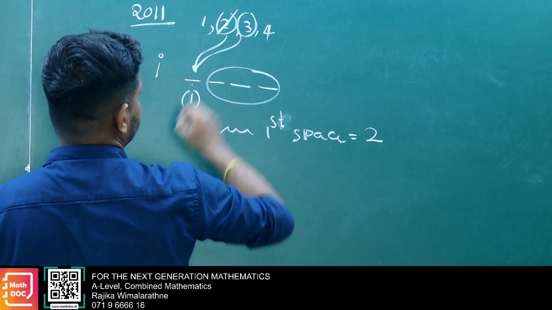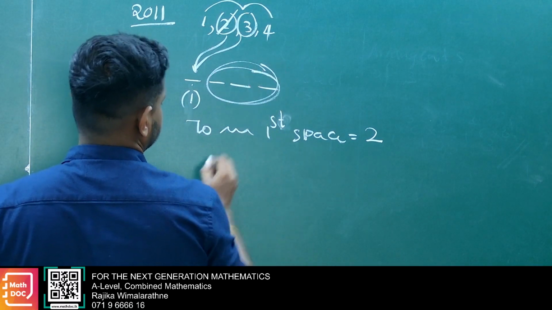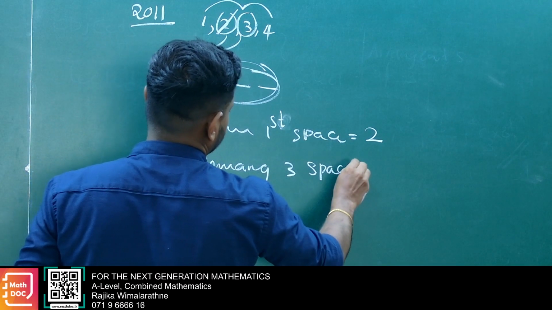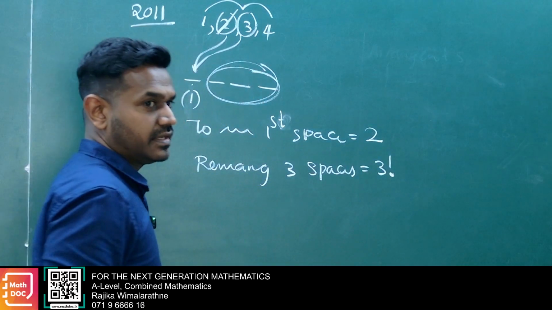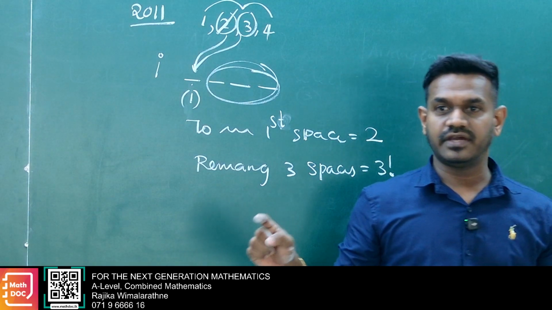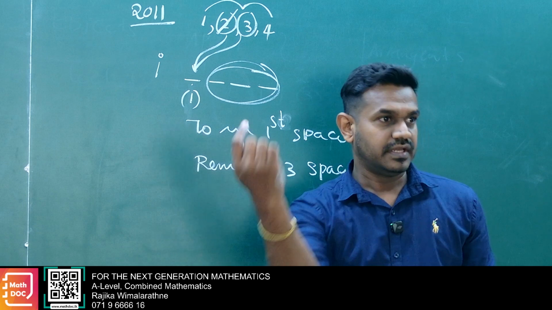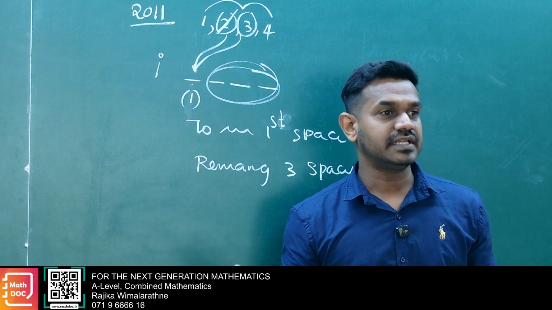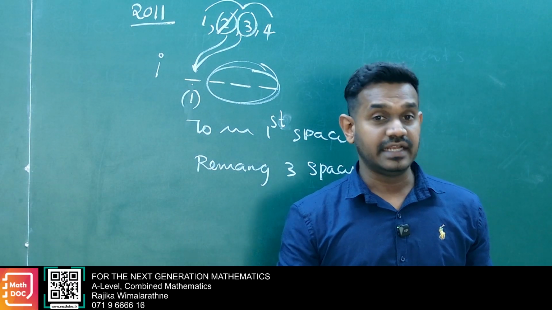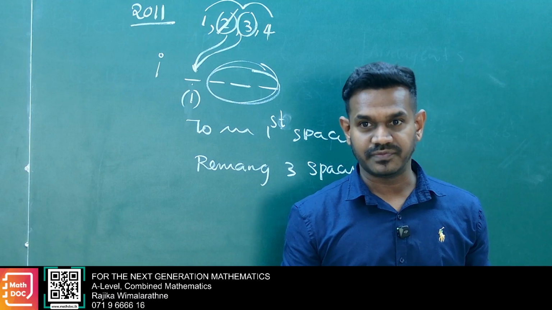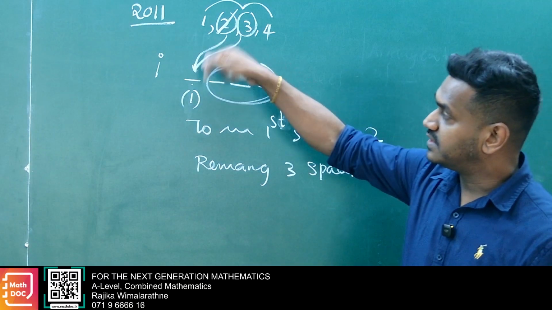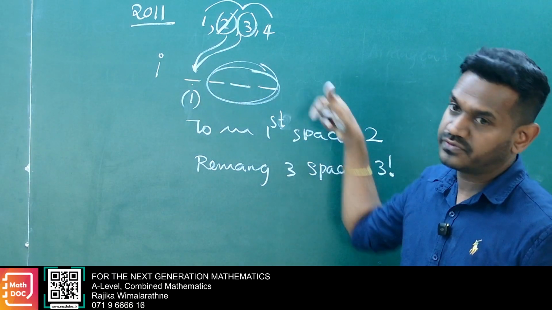So if you put 2, now we have 3 digits to arrange here. So the remaining 3 spaces, arrangement 3 factorial. If we have n distinct objects, line arrangement without repetition, just n factorial. So n distinct objects without repetition, line arrangement, n factorial. Here there are 3 steps.